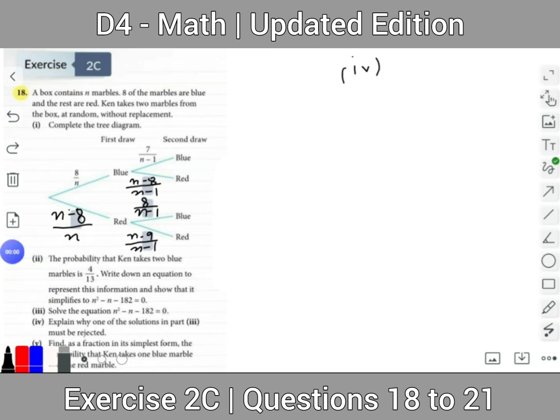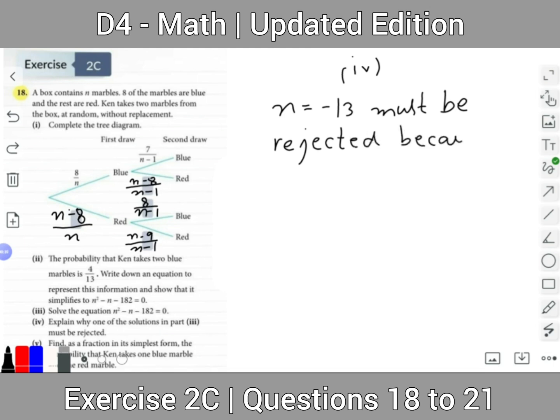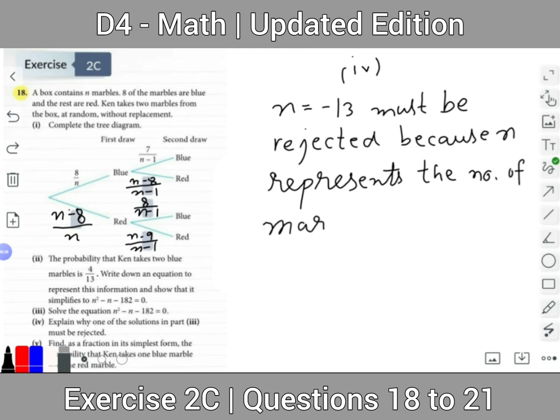Now in part 4 we have to explain why one of the solutions in part 3 must be rejected. So the solution n is equal to minus 13 must be rejected because n represents the number of marbles, which cannot be negative.